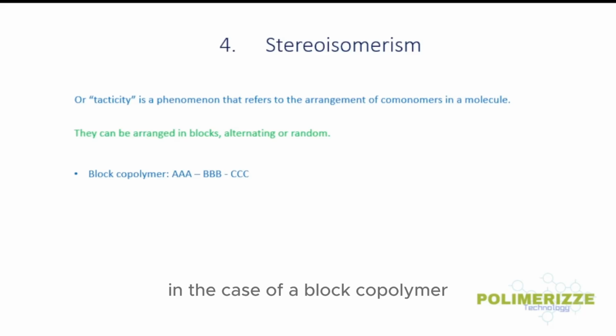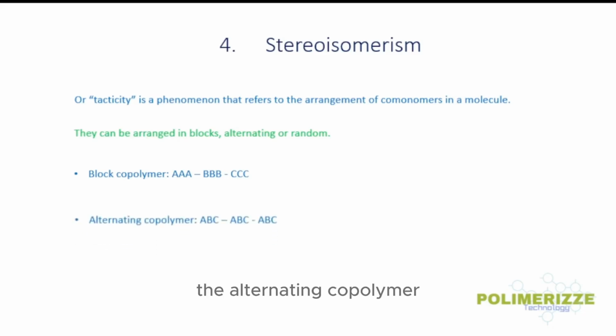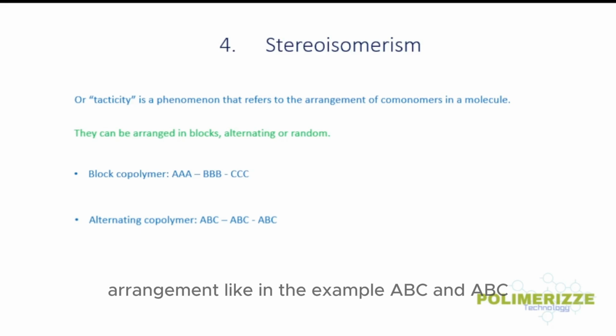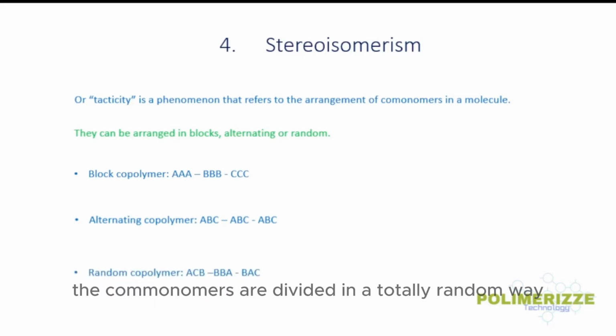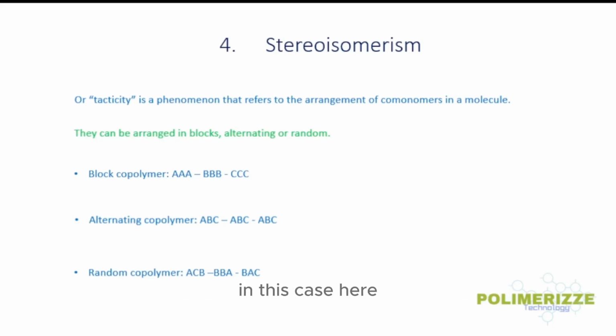In the case of a block copolymer, the comonomers are divided literally in blocks. You have a block of comonomer A, another block of comonomer B, and another block of comonomer C. The alternating copolymer means that the comonomers are divided in an alternated arrangement, like in the example ABC and ABC. In the case of a random copolymer, the comonomers are divided in a totally random way. It's just random. There is no logical arrangement of the molecules in this case.